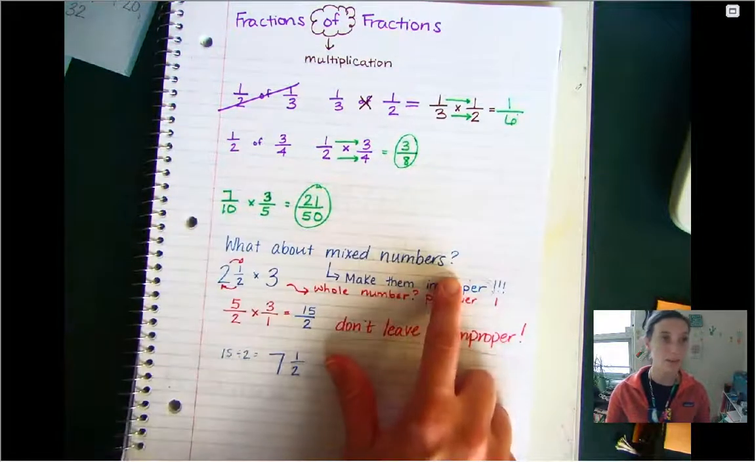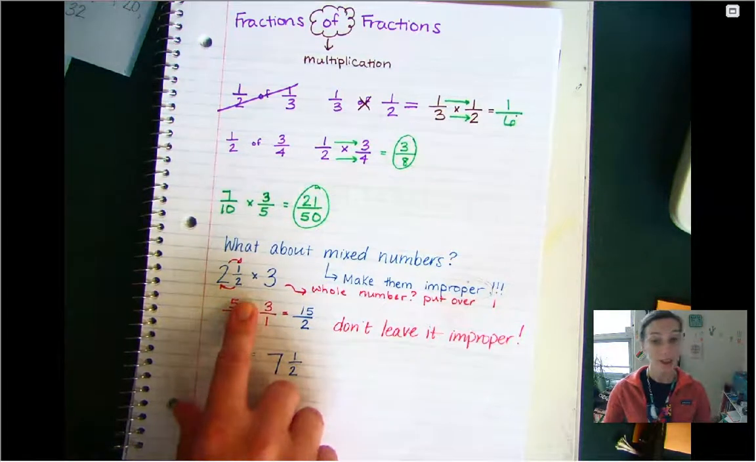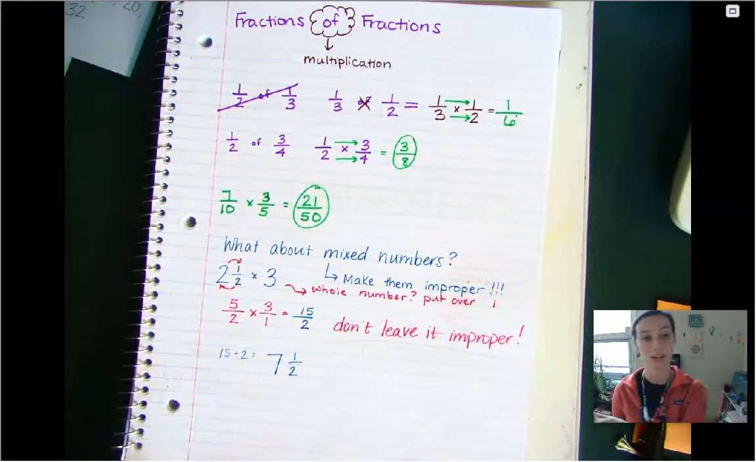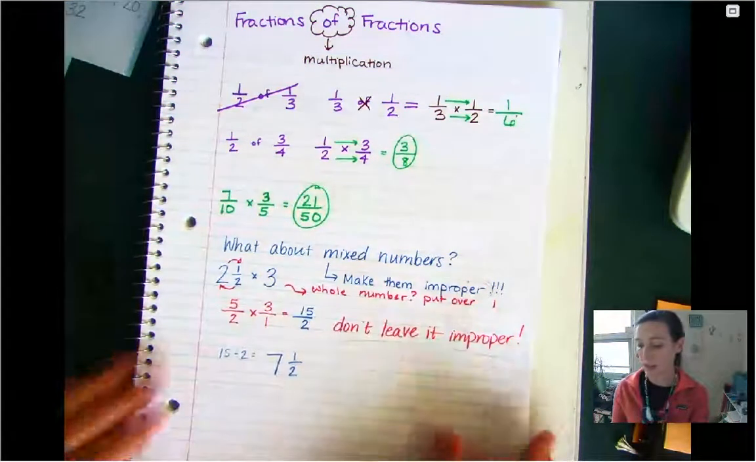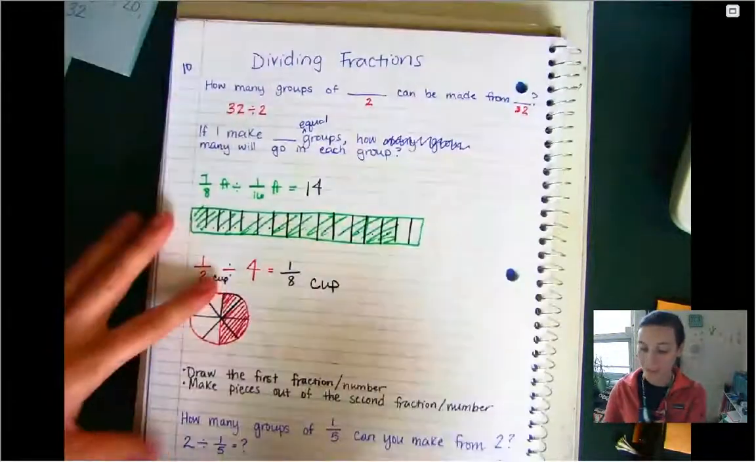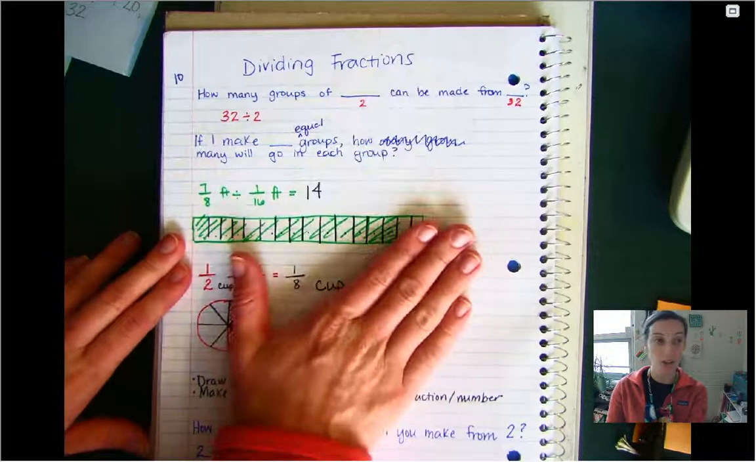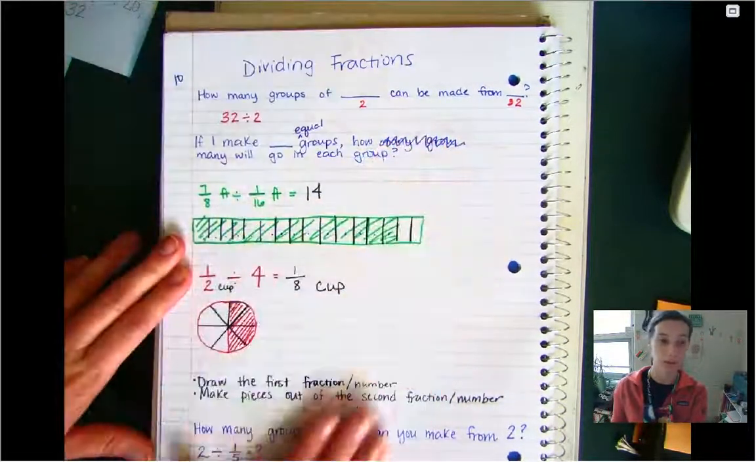What about mixed numbers? If I'm given a mixed number, I just make it an improper fraction and then straight up multiply straight across the top, straight across the bottom. We've drilled this so many times, I'm not going to spend too much time on it because you can go back and watch the video if you are struggling with it. Dividing fractions, we know, is really not hard. We just have to remember what to do with it.